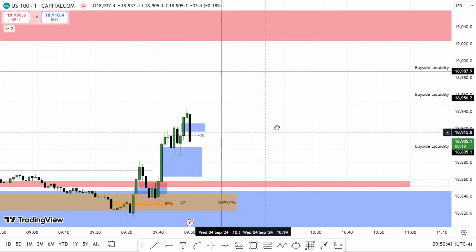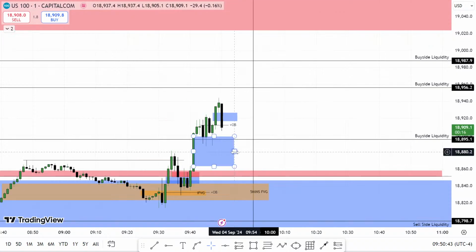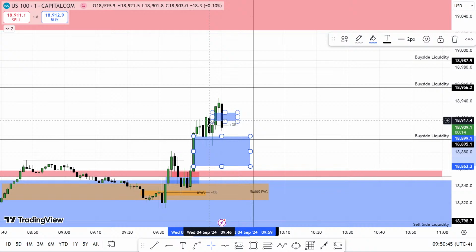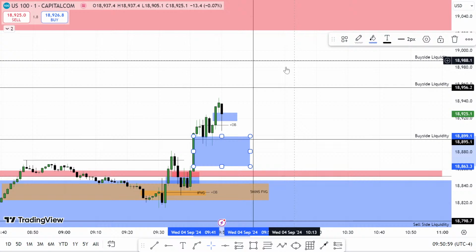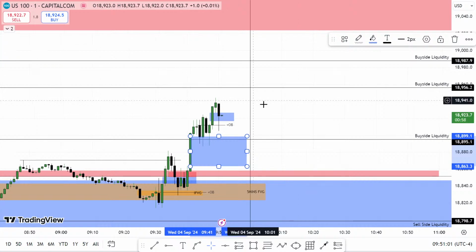This fair value gap would be our last line of defense, and we have the other block, our last line of defense if it is not going bullish anymore to this buy side. So we want to see this other block hold, and we want to see this fair value gap below the other block hold price to this buy side liquidity right here, and then we are done.